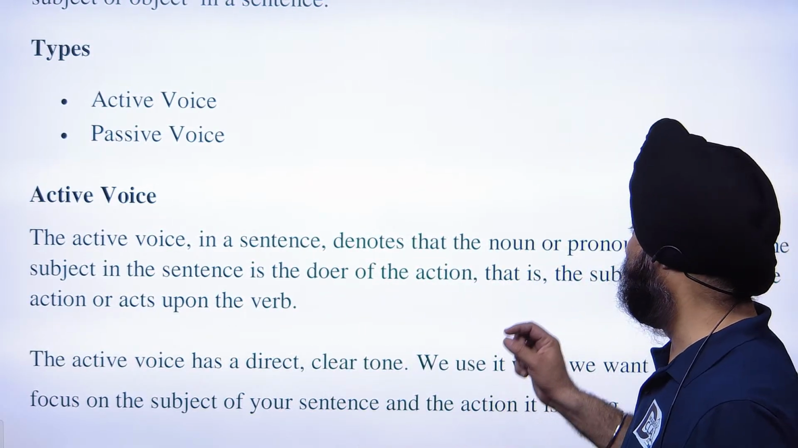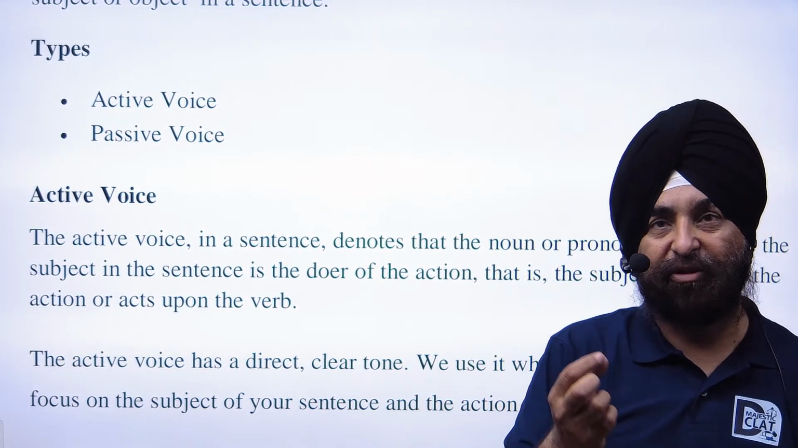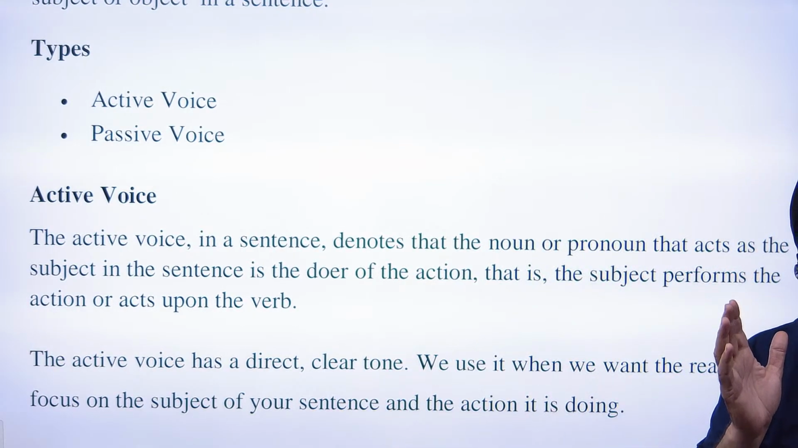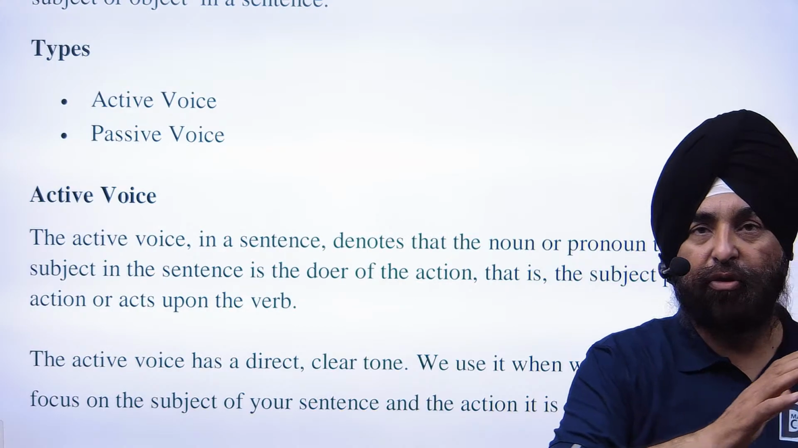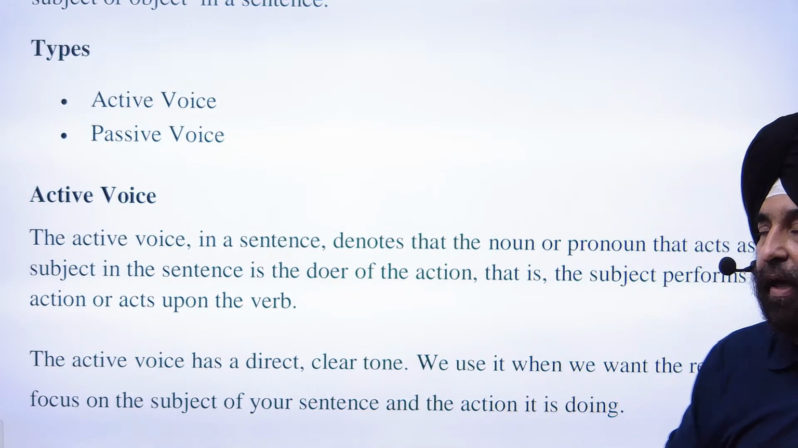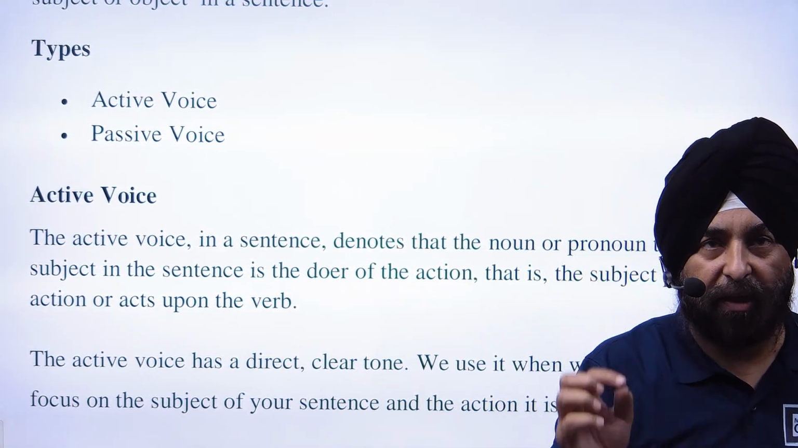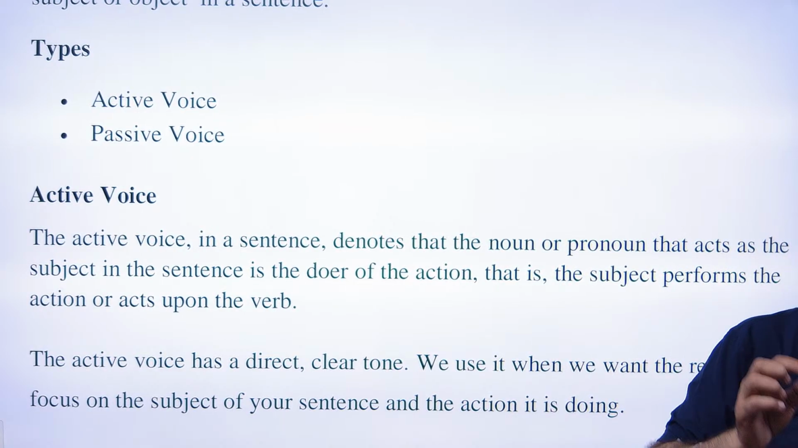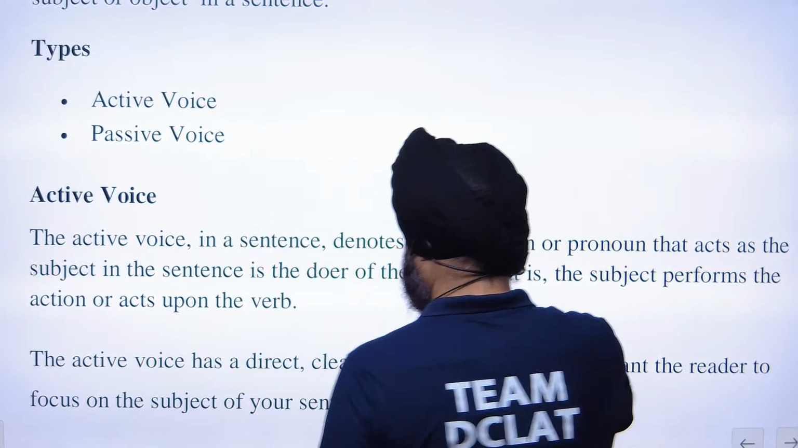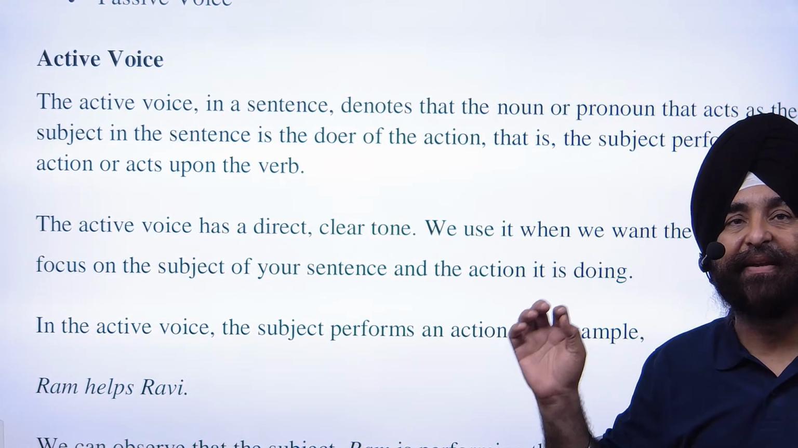This active voice denotes that the subject, which could be a noun, maybe some name, or a pronoun, I, he, whatsoever, is the doer of the action, meaning it is performing the action. That is, the subject is acting upon the verb. So active voice has a very clear, very direct tone.